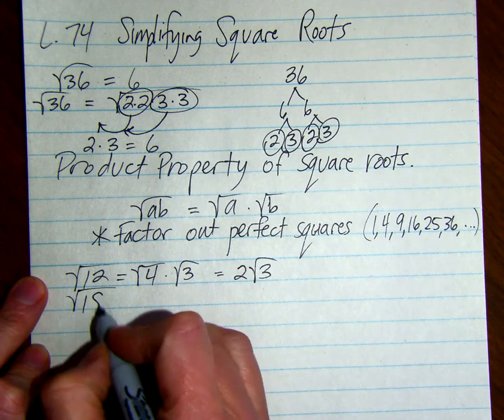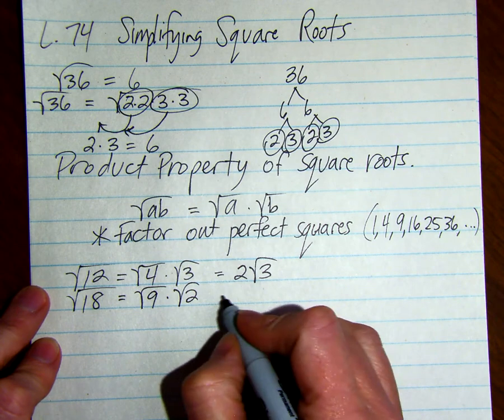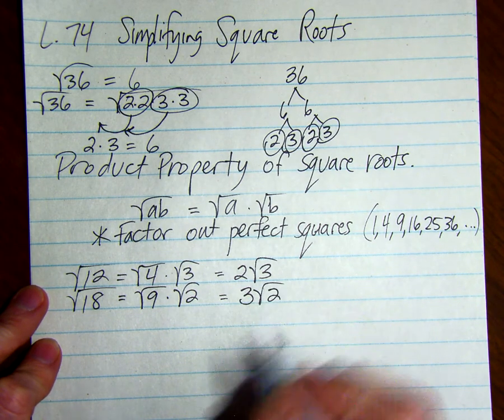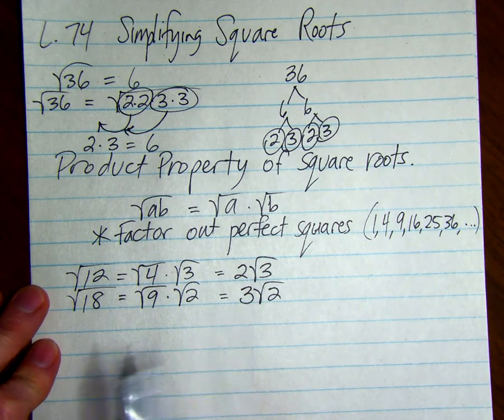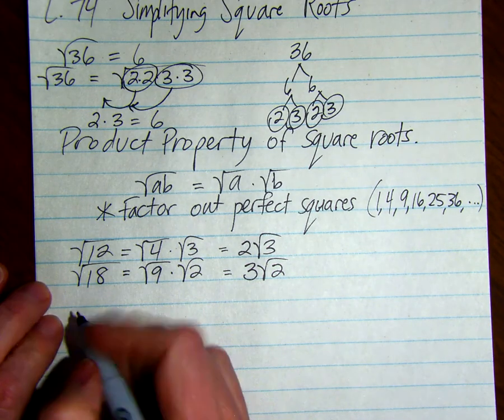Here's one, the square root of 18. We could write that as the square root of 9 times the square root of 2, which is 3 square roots of 2. The square root of 9 is 3, so the 3 comes out and we have the root 2 that stays on the inside.